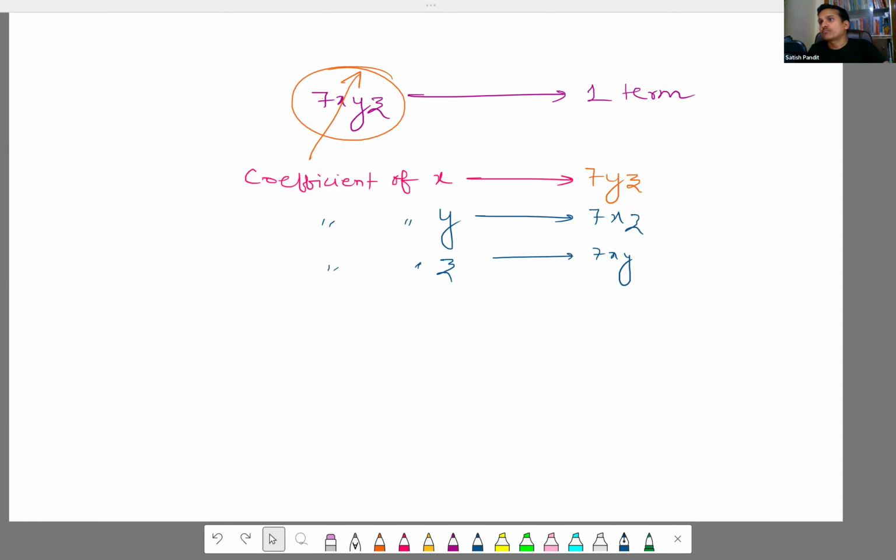Yes, pi is a constant. So Mingal has asked, is pi a constant? Yes, pi is a constant. It's 22/7. So if pi is a constant, what will be the degree of pi? In the chat, everyone.